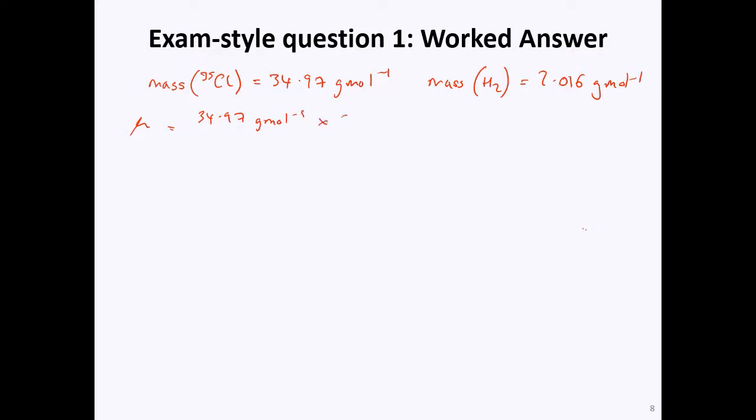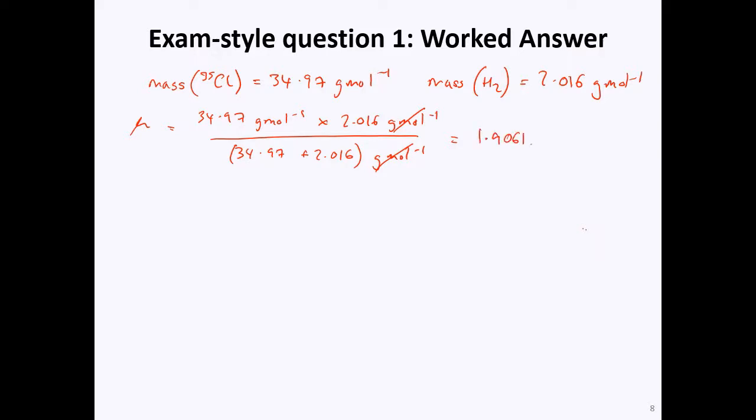34.97 times 2.016 grams per mole, all divided by 34.97 plus 2.016 grams per mole, because when you add the two together you get the same units, don't you? And of course these cancel, so we get an eventual unit of grams per mole for our reduced mass, which makes sense.